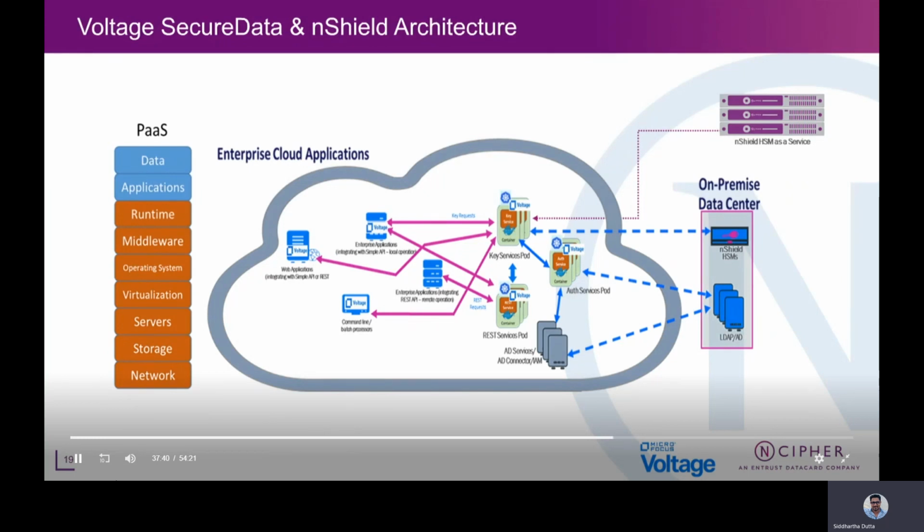So we can definitely have a different session just talking about the new Secure Data architecture along with Enterprise SecureData as a service to support our customers moving to the cloud. So with that, I'll hand it back over to Juan.